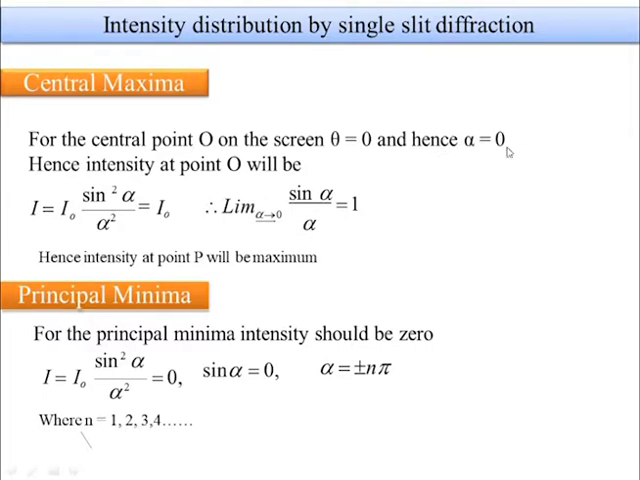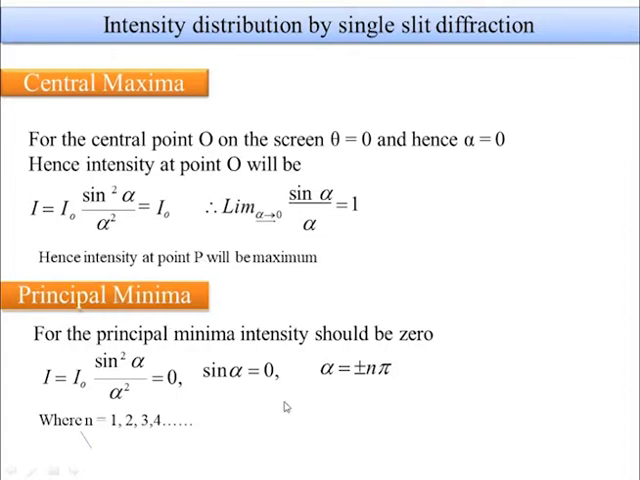That is, in the limit alpha equal to 0, sin alpha by alpha is equal to 1. So we will have I equal to I0. That is the maximum intensity point. At the point O on the screen, we will have maximum intensity.